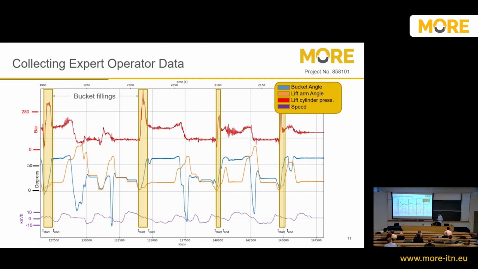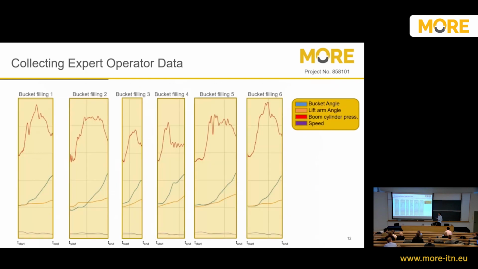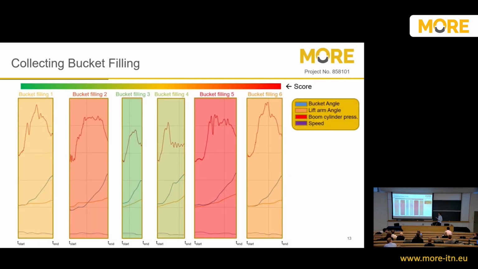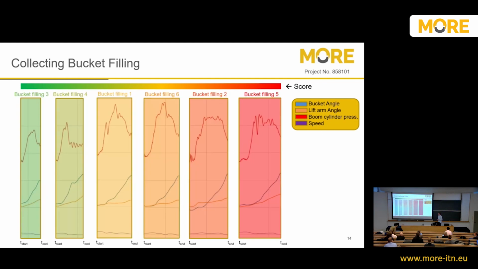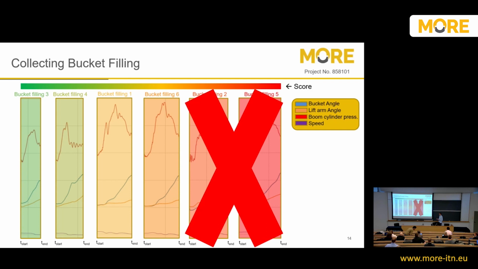So in order to do this supervised learning, we first had to collect the data, then extract these bucket fillings. When we have the bucket fillings, we can rank them according to some metric. Then we can sort them, and we can discard the ones that are bad. Because when we use supervised learning methods, we want to have only the good data. If we have bad data going into our data sets, our model will not perform as well. So we want to get rid of all the bad data before we start training.